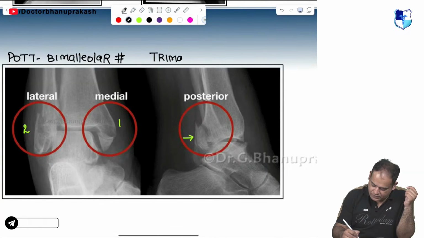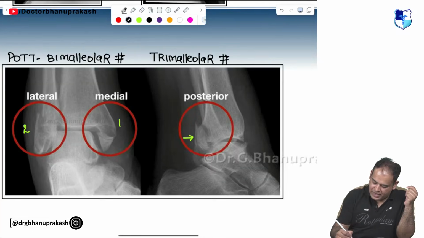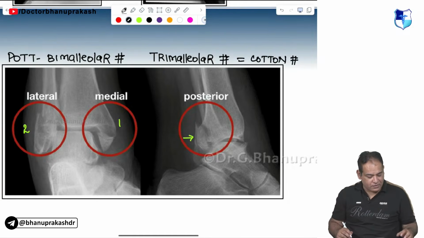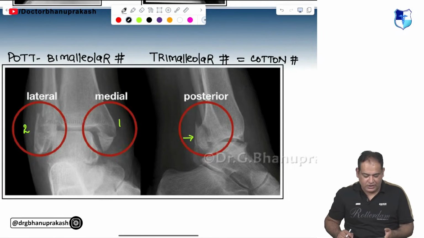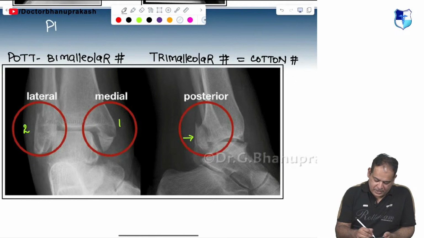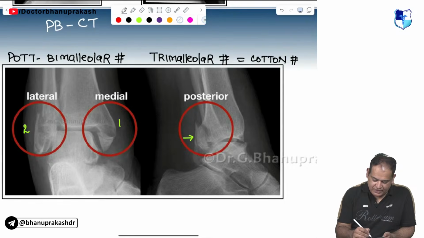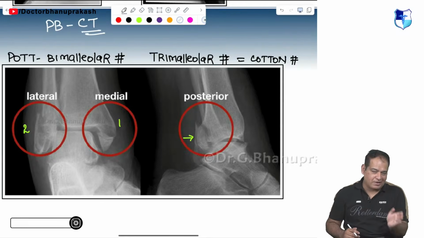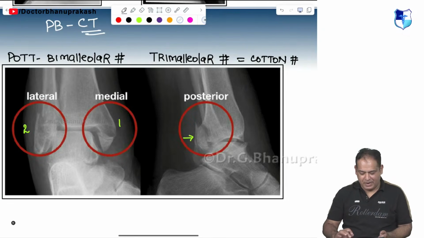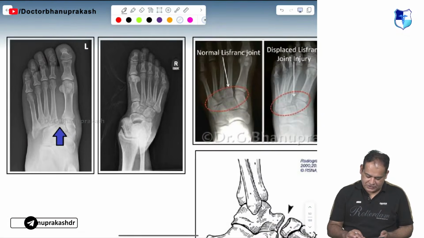So now the name is trimalleolar fracture and it is called cotton fracture. Cotton fracture. So mnemonic PBCT, CT scan, cotton trimalleolar. Okay, PB, Pott, bimalleolar. Yes.